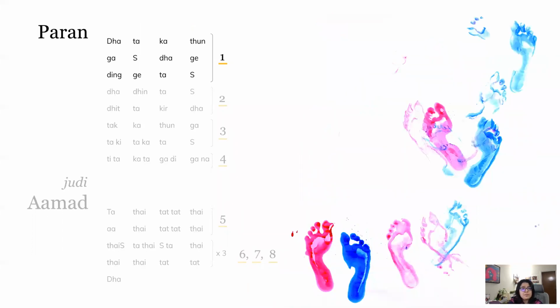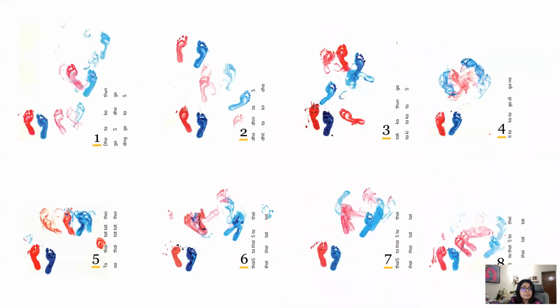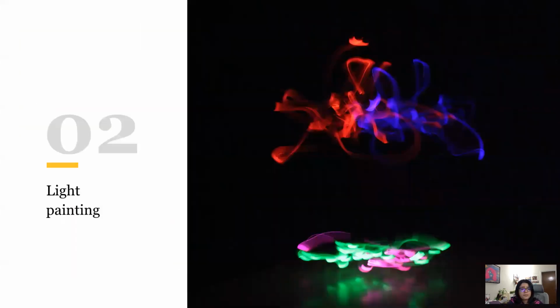When broken down into parts, this is what the visual trace looks like. And some more examples of the same. And here are all the 8 subparts of the choreography.